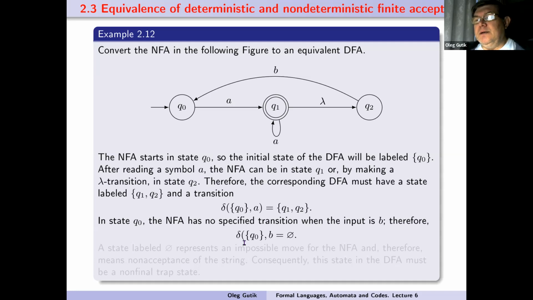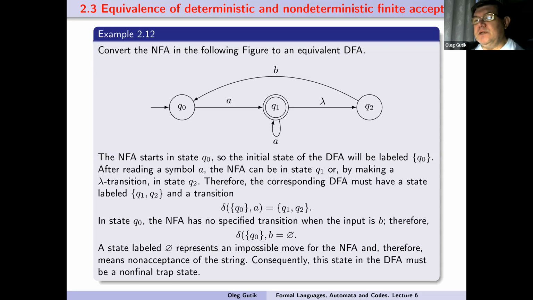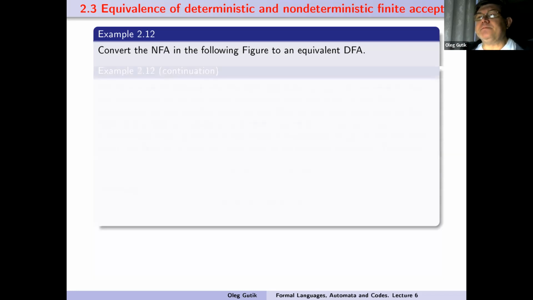Therefore, delta of Q0, B is equal to the empty set. The state labeled by the empty set represents an impossible move to the non-deterministic finite acceptor, and therefore means non-acceptance of the string. Consequently, this state in the deterministic finite acceptor must be a non-final trap state.